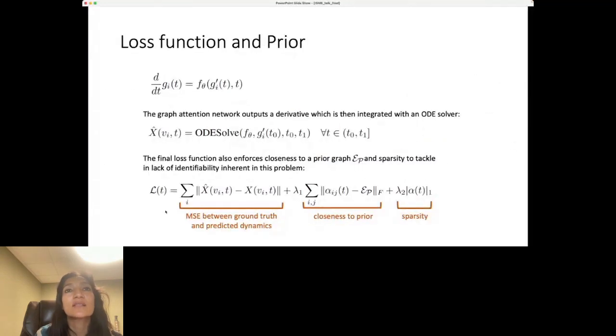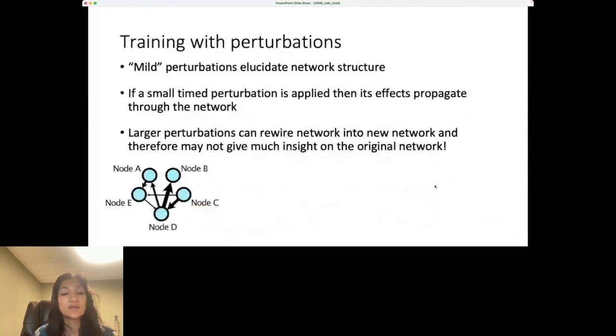And the overall loss function for this is that it matches ground truth dynamics. And if you want to put optimal transport in, then you can just run MIOFlow and match its results. It's close to a prior network that you have an educated guess on, and it's sparse. So with these loss functions, we're able to train Rotini. One interesting thing we found was that if you included mild perturbations in your system, then it can elucidate the network structure. If you give it too large of a perturbation, then it would rewire the original network.